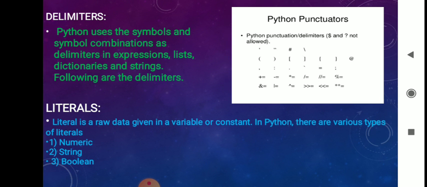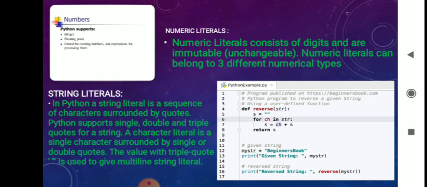Next one is literal. Here the literal is raw data given in a variable or constant. In Python there are various types of literals: numeric literal, string literal, boolean literal. Numeric literal. The numeric literals consist of digits and are immutable. Immutable in the sense of unchangeable. We cannot change the value. Numeric literals can belong to three different numerical types.